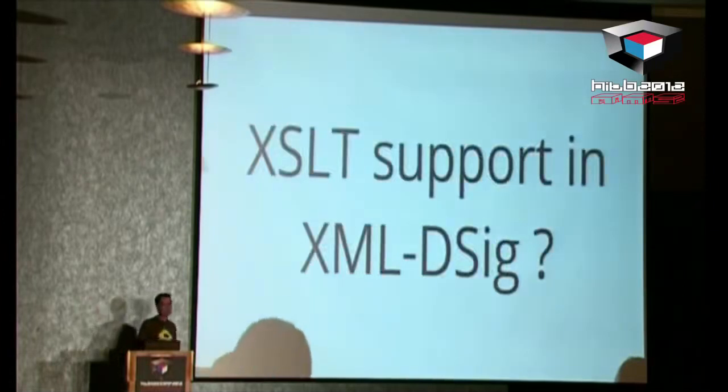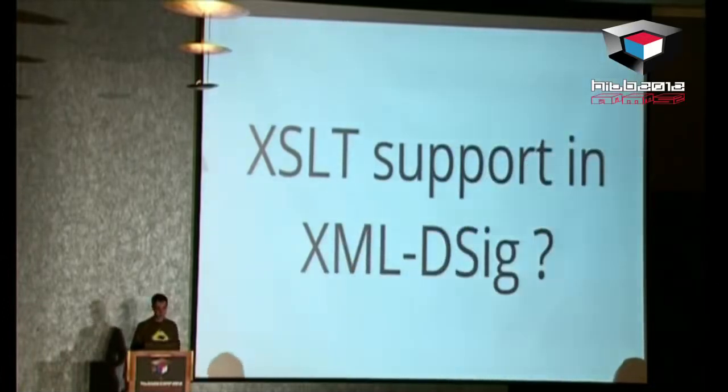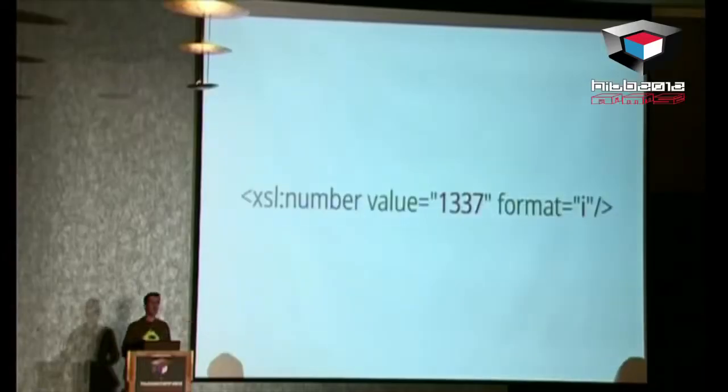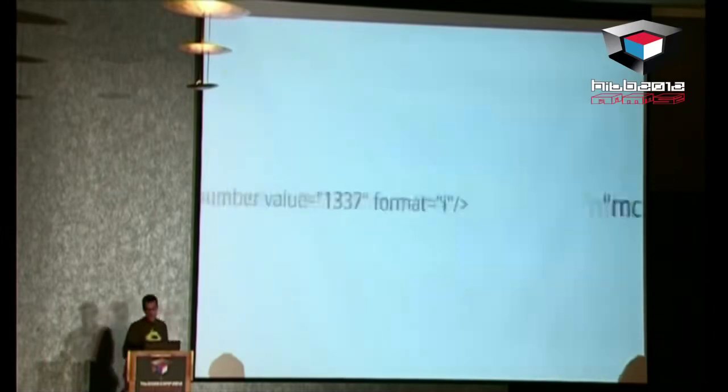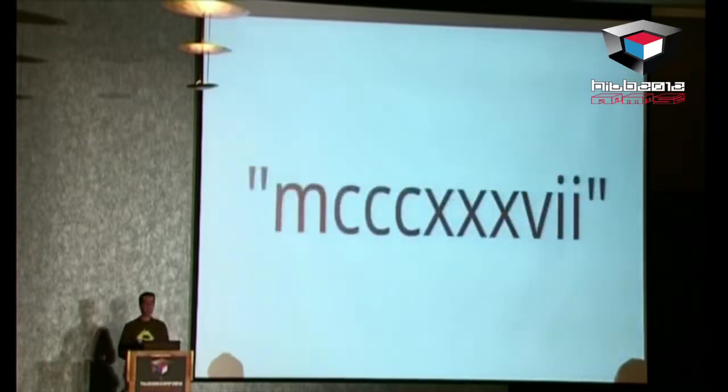Now we want to detect if some XML digital signature application is supporting XSLT. The norms say it should, and the best practice by the W3C says it shouldn't. So we do something similar. You have the XSL number function, which will convert one number to another format. We will try to convert 1337, and the I format is for Roman numerals. So we get this kind of output.